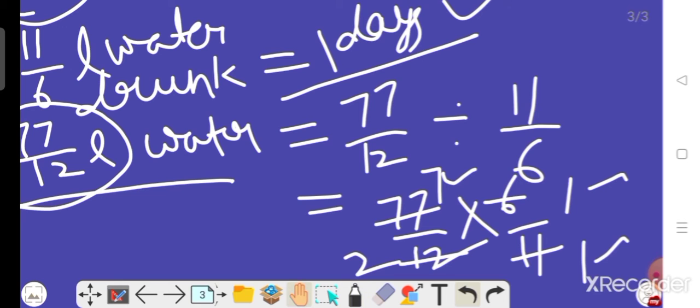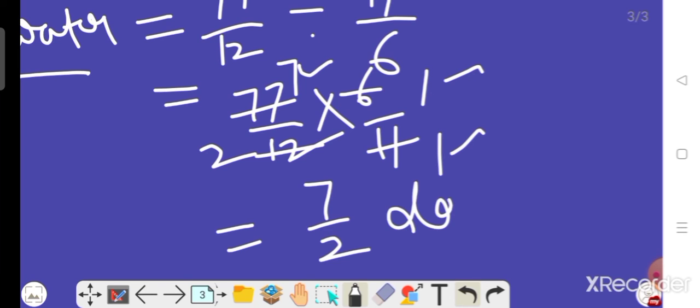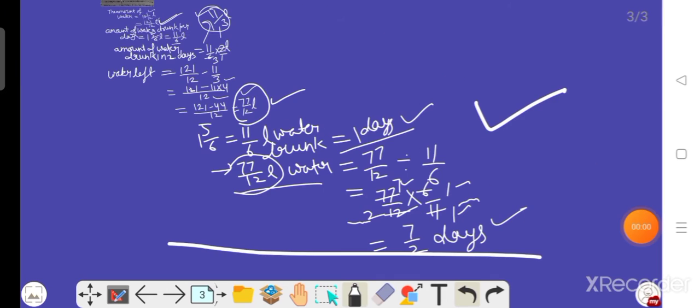So after this cancellation, what we have left with is 7 by 2. And these are the days in which we will finish the remaining water of the tank. Okay, so this is the solution of your question number 5th, beta. Now the sixth question is the same as the fifth question. Try to do the sixth question by yourself, beta.